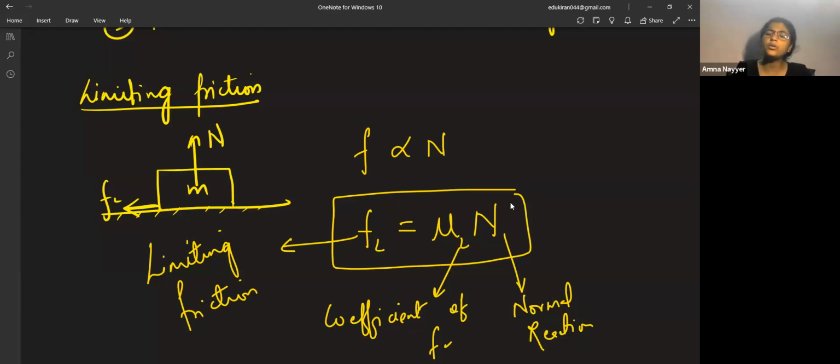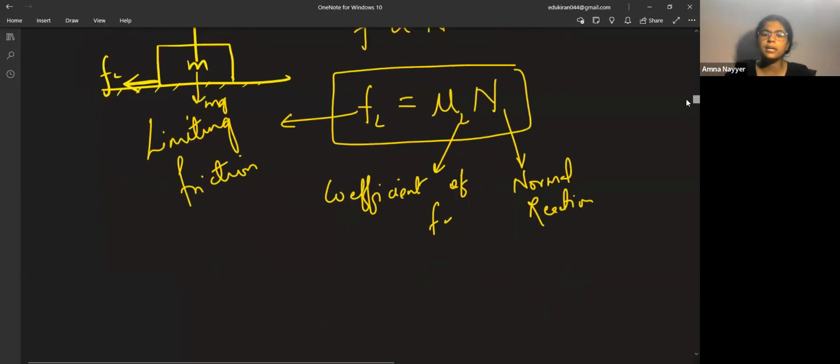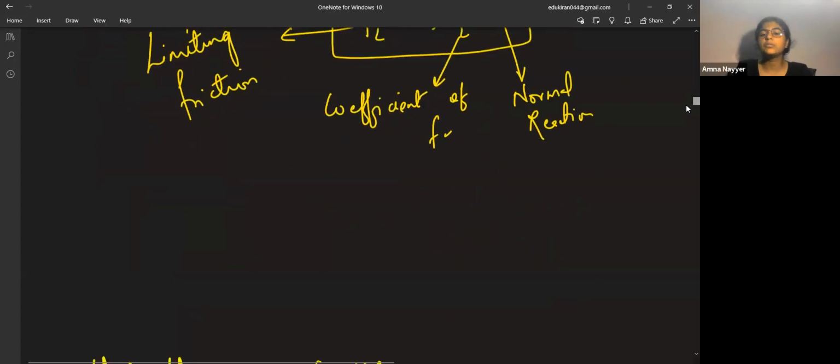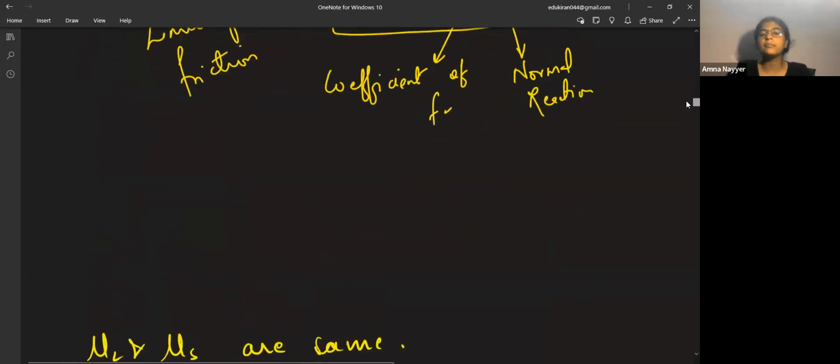And whatever your normal reaction's value would be, suppose here in this question, mass and acceleration due to gravity make your gravitational force acting downwards, mg. Here your normal reaction is equal to mg. So your frictional force will become mu mg. Whatever value of normal reaction you are getting, that will be used. All right. And one more thing, always remember mu L and mu S are the same.